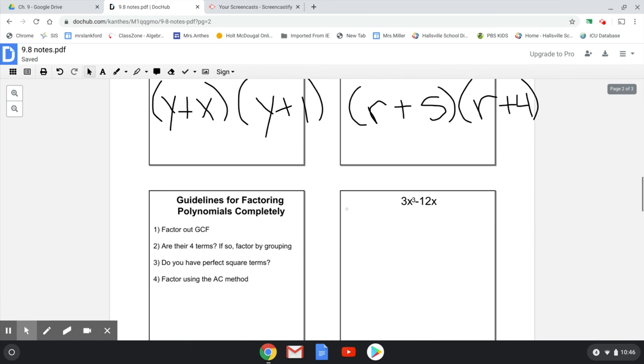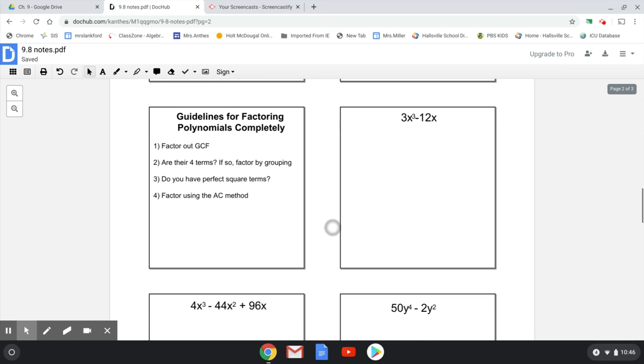Okay, so now the next thing we're going to look at is factoring completely. If you don't have four terms, then you're going to move on to looking for perfect squares. And if you don't have that, you're going to move on to factoring using the sign chart. So for this, we look at, do you have any greatest common factors that you can take out? In this case, we can take out a 3 and we could take out an x. So what we would have left would be x squared minus 4.